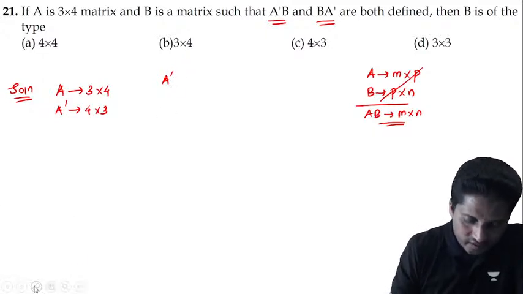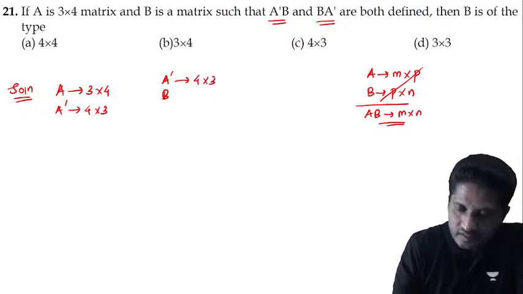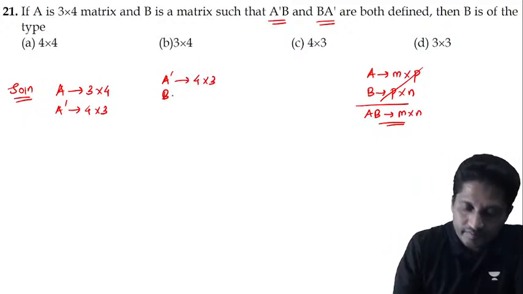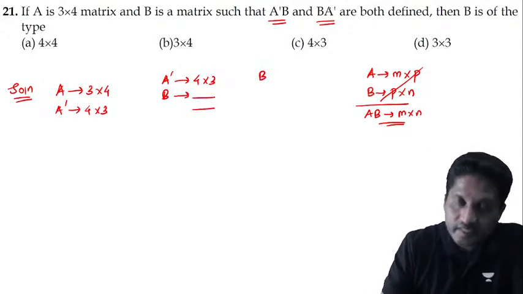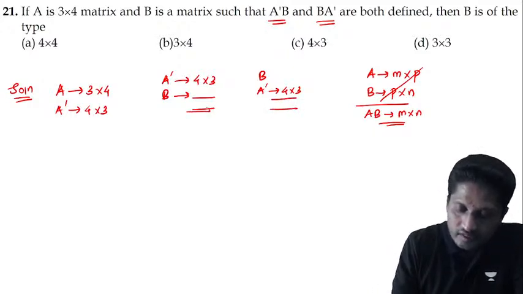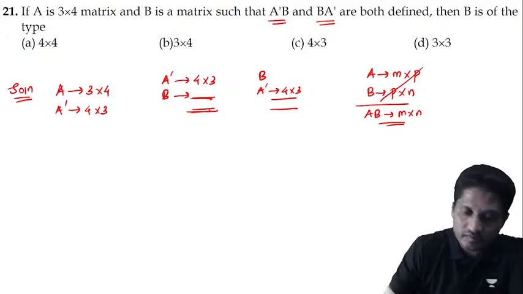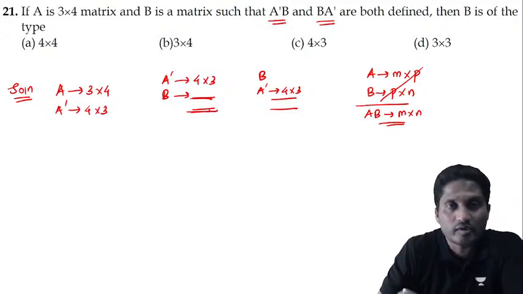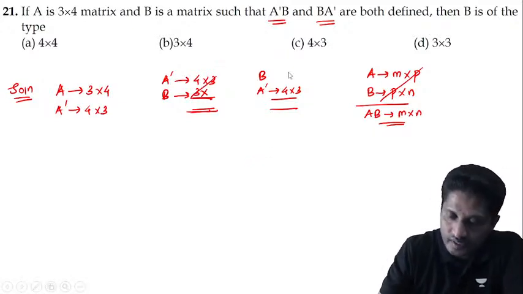If I take matrix A dash B, the order of A dash is 4 by 3. Since A is given, obviously I will know the order of A dash, but the order of B I don't know. It's also given that B A dash is defined. Now this means that the number of columns of A dash is the same as the number of rows of B. If this is 3, this should also be 3. Only then the matrix is defined. If this is 4, this should also be 4.